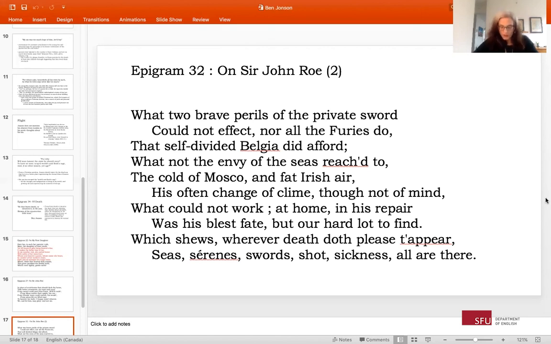So within this admittedly very convoluted syntax, which is somewhat unlike Johnson, there is no mention of heaven or Christian consolation. Rather, the primary theme here is the arbitrariness of death. John Rowe is a soldier who survived combat, shipwreck, and multiple other hazards and perils due to his military life. And yet, it was when he came home to rest, to repair, after his exceptional military service, that death caught him.